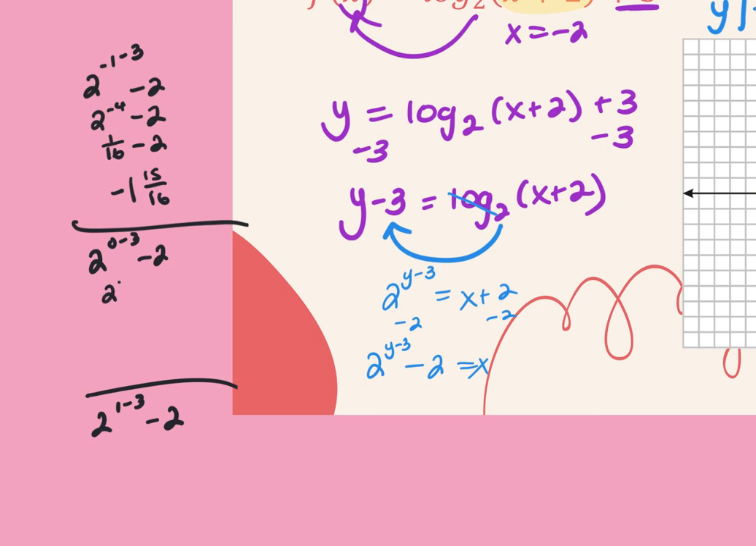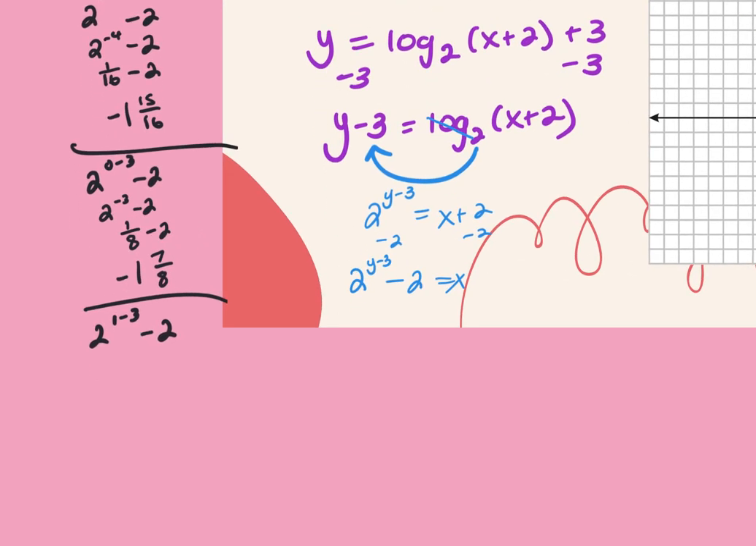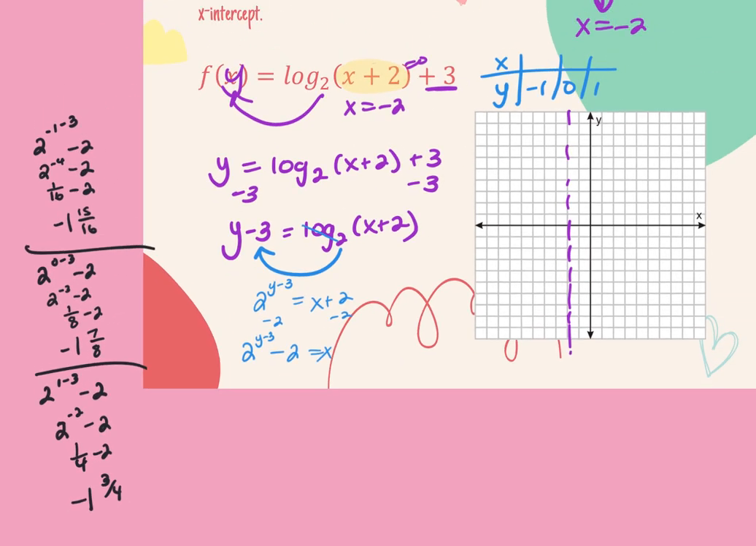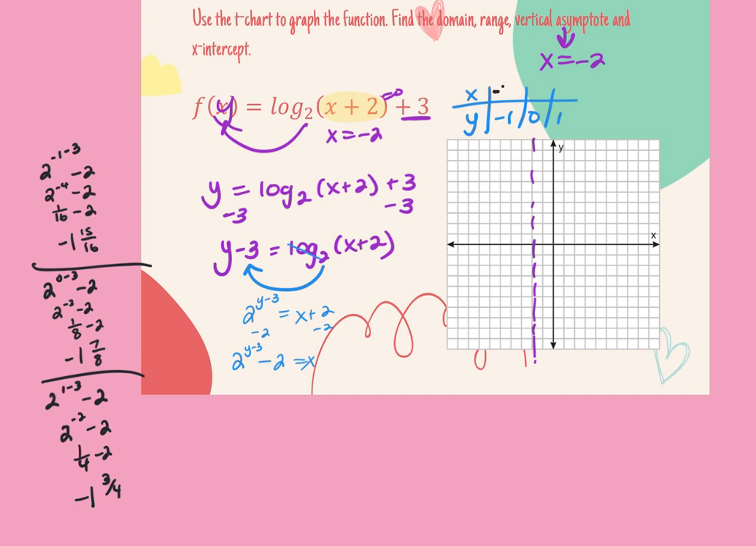Then I get 2 to the -3 minus 2. That's 1/8 minus 2, or -1 and 7/8. And then, sorry, 2 to the -2 minus 2 is 1/4 minus 2, -1 and 3/4. And then those are the corresponding x values. So -1 and 15/16, -1 and 7/8, and -1 and 3/4.